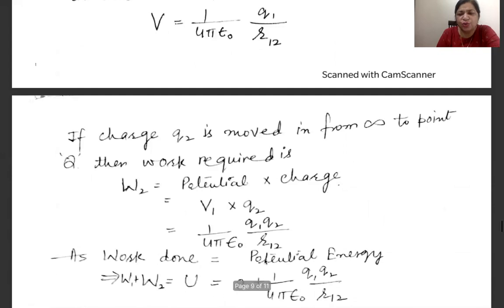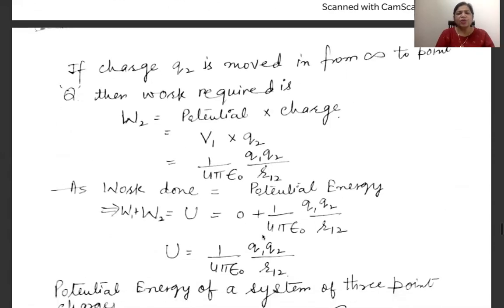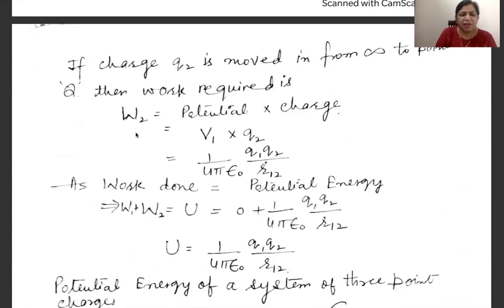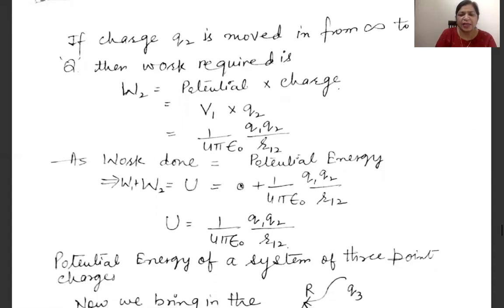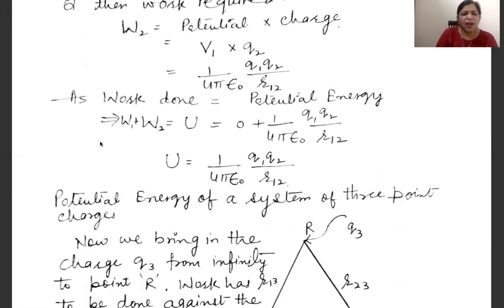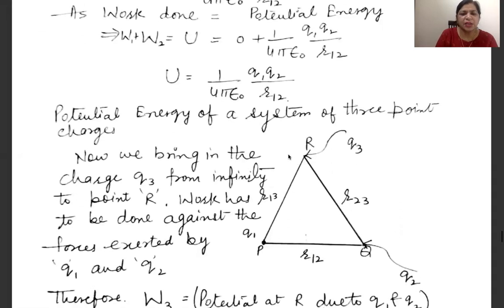Now if charge Q2 is brought from infinity to this point, work has to be done. That work is given by W2 is equal to potential into charge, V1 because of charge 1, into Q2. So this is 1 by 4 pi epsilon naught Q1 Q2 by R12. This work done is stored as the potential energy. So the total work done in this case will be W1 plus W2 is equal to the potential energy, U is the symbol, 0 plus 1 by 4 pi epsilon naught Q1 Q2 by R12. So the potential energy is given by this formula for a system of two charges.